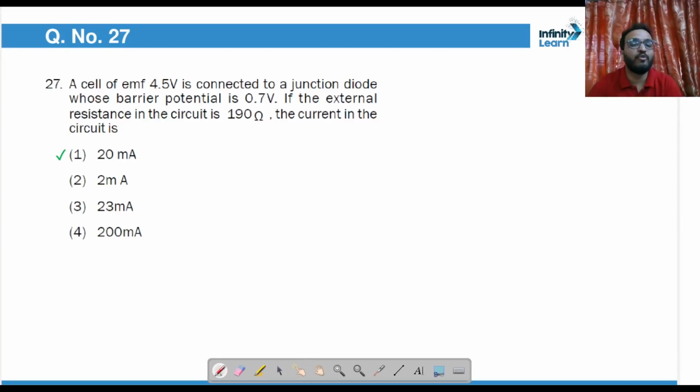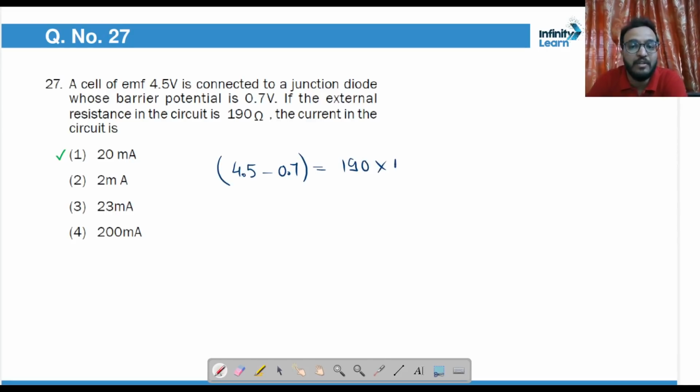A cell of EMF 4.5 volts is connected to a junction diode whose barrier potential is 0.7 volt. If the external resistance in the circuit is 190 ohm, the current in the circuit is simple. See, 4.5 minus 0.7 is equal to 190 into I. Simple reason: this is the potential barrier which is kept in between. So overall, 3.8 is equal to 190 into I, and your answer will be 20 milliampere.